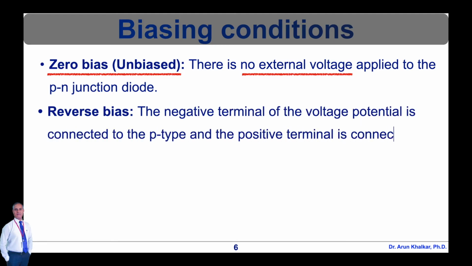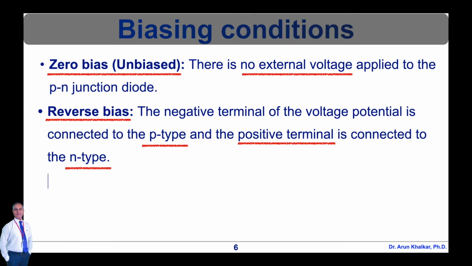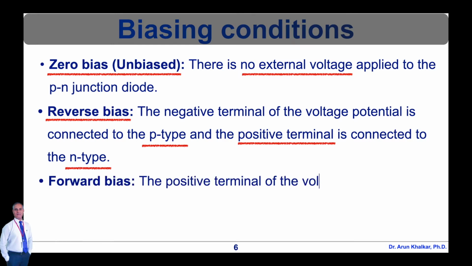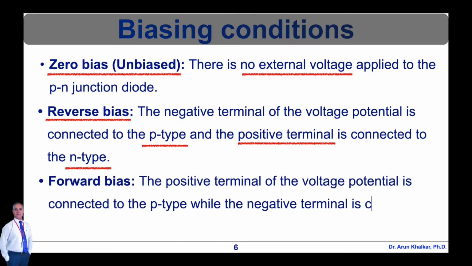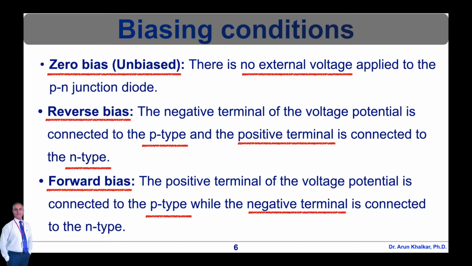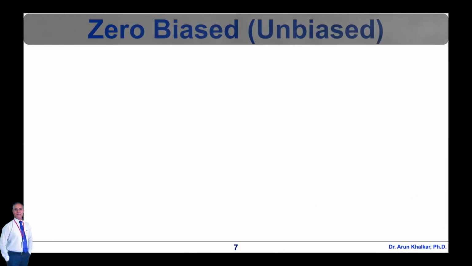The positive terminal of the voltage potential is connected to the P-type, whereas the negative terminal is connected to the N-type. Then we can say that the PN junction is forward biased. Third one is reverse bias. The negative terminal of the voltage potential is connected to the P-type and the positive is connected to the N-type. In this case, the PN junction diode is in reverse bias condition. Now let's see all these biasing conditions in detail one by one.